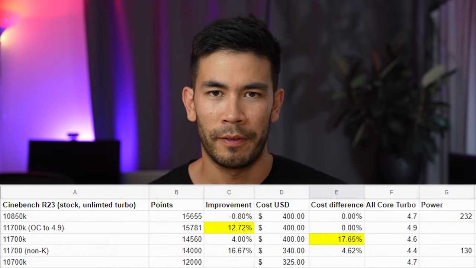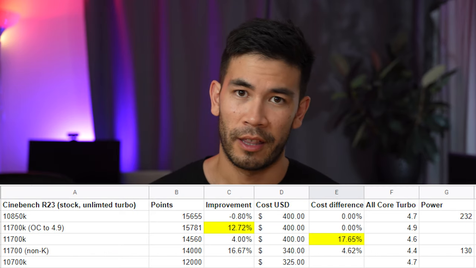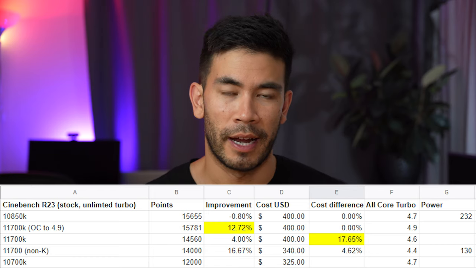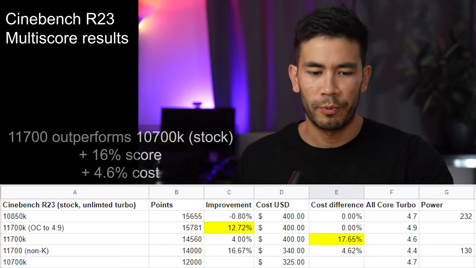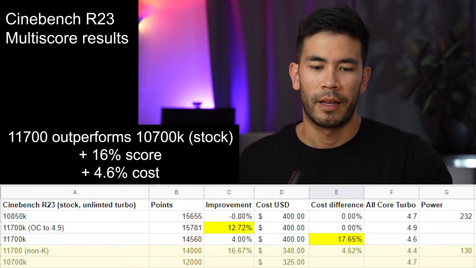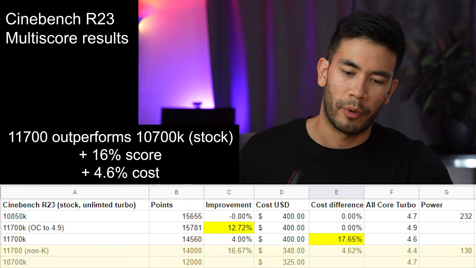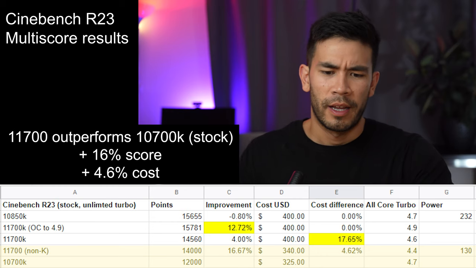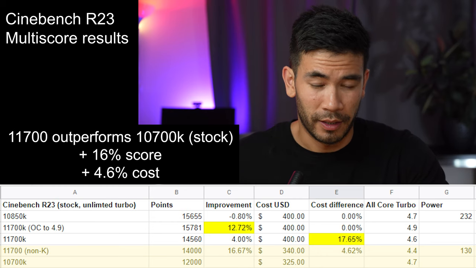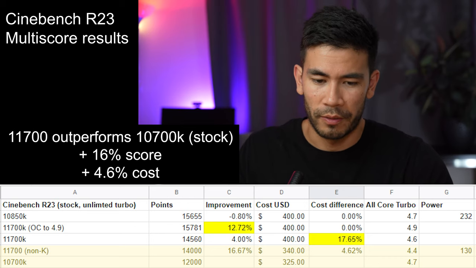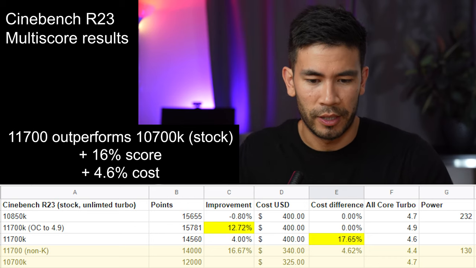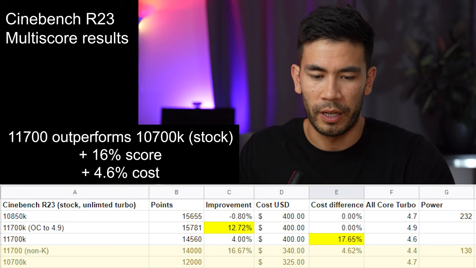Okay, so let's finally get to the benchmarks and the final conclusions for all of this. Now, I'm going to be running all this at stock configuration unless otherwise noted, as you can see in the diagram below. And we'll be running Cinebench R23. So for the first one, we're going to look at the 10700K, and it scored around 1200 points, and that's not bad. It costs $325 US.